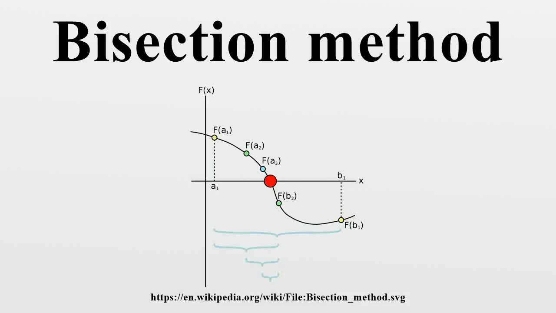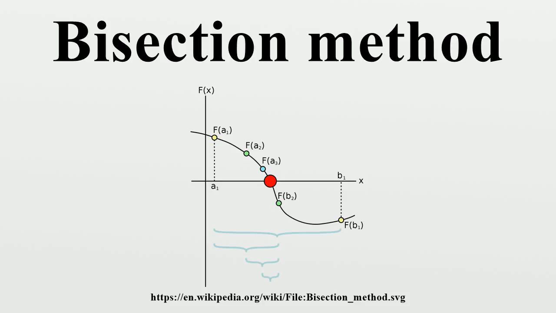The bisection method in mathematics is a root-finding method that repeatedly bisects an interval and then selects a subinterval in which a root must lie for further processing. It is a very simple and robust method, but it is also relatively slow. Because of this, it is often used to obtain a rough approximation to a solution, which is then used as a starting point for more rapidly converging methods.